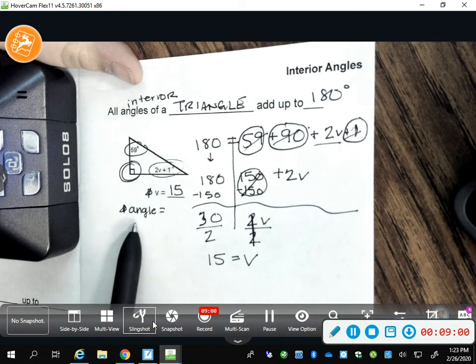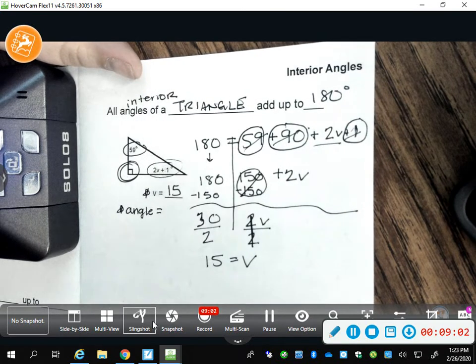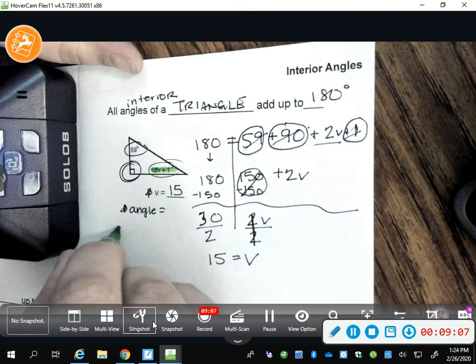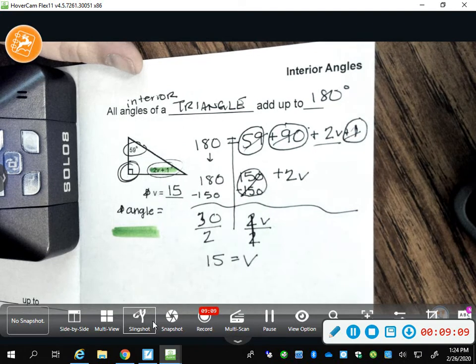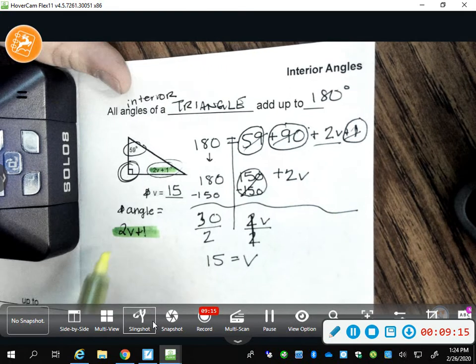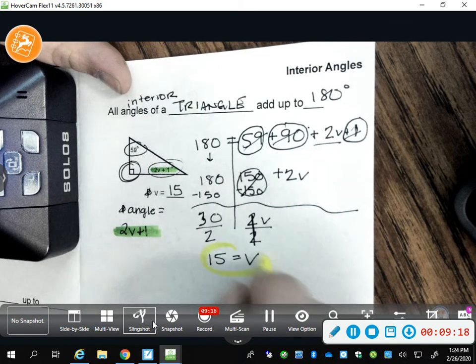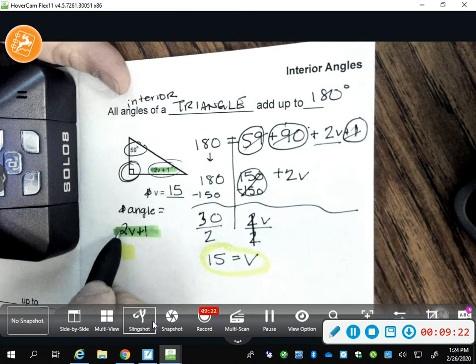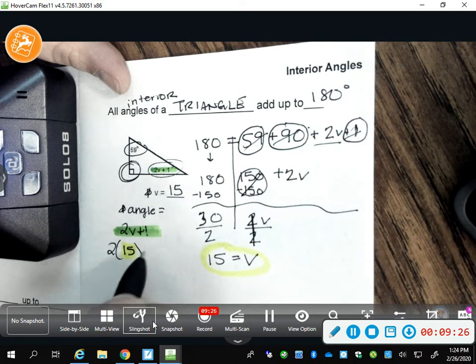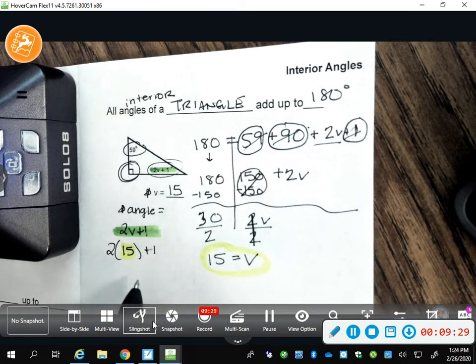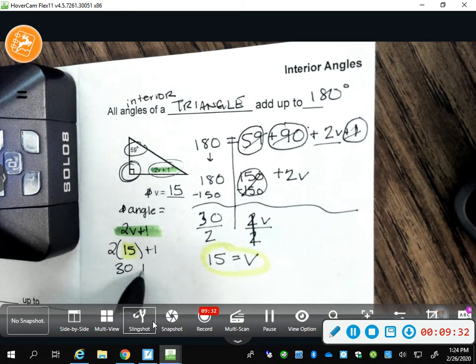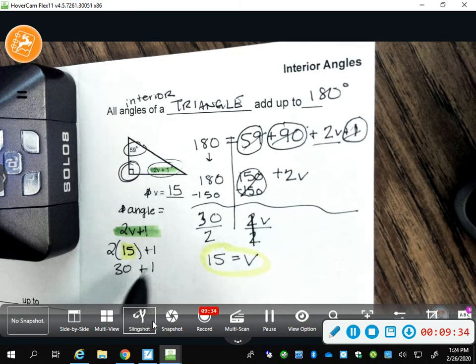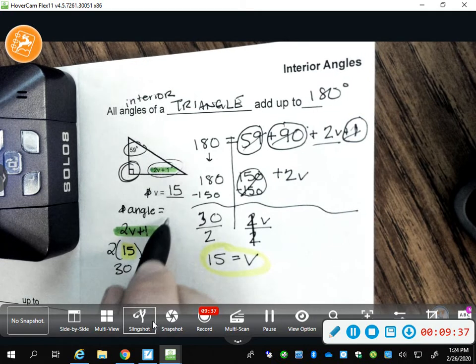If I want to find the missing angle, and I do because that's my next goal, I'm going to rewrite the angle measure. The angle measure is 2V plus 1, which means that to find its measure, V is 15. So instead of 2V plus 1, 2 times 15 plus 1. 2 times 15 is just 30. Don't forget your plus 1 there. And 30 plus 1 is 31. This is an angle, so it's measured in degrees.